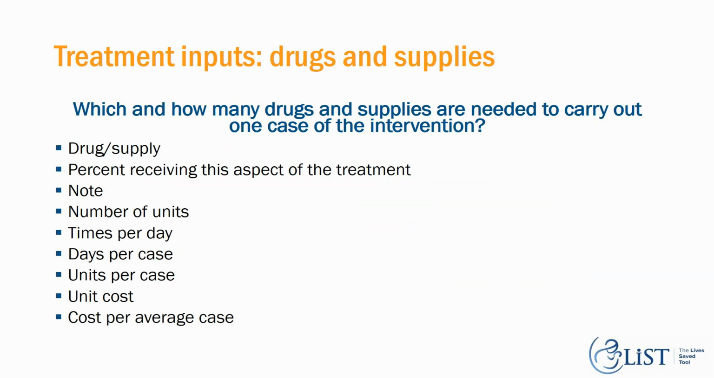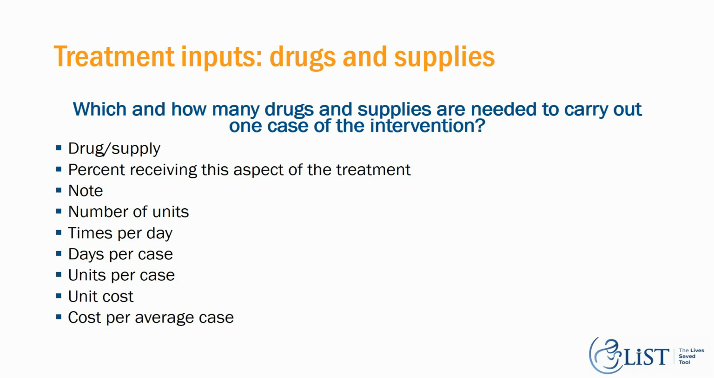So the drugs and supplies, those will be listed out by intervention. Each intervention will have a list of drugs and supplies that are necessary to deliver one case of that intervention. So that's the first part in our LiST editor.